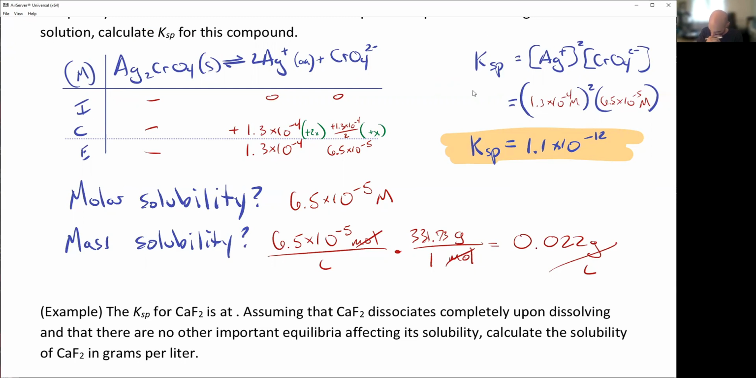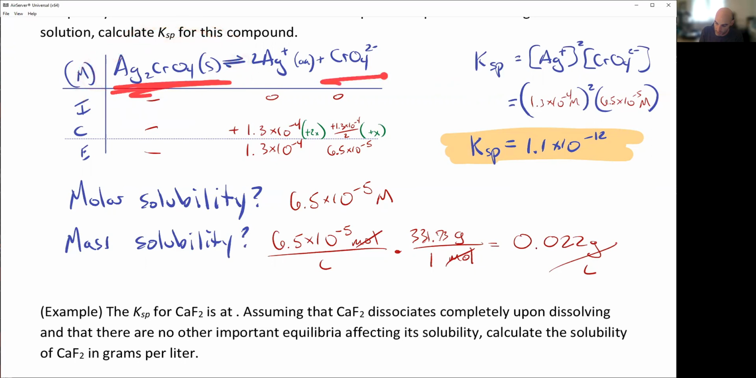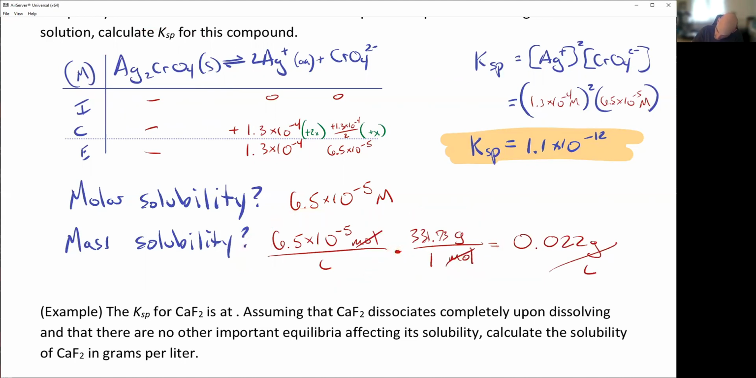Does that make sense? That's the mass solubility, how much of this I lost when I actually put it into solution. So it's a 1-to-1 ratio with that. We always use X as the molar solubility, and then we convert molar solubility to mass solubility using the molar mass of the substance, in this case Ag2CrO4. Good, okay, easy enough. That's what we're looking at.